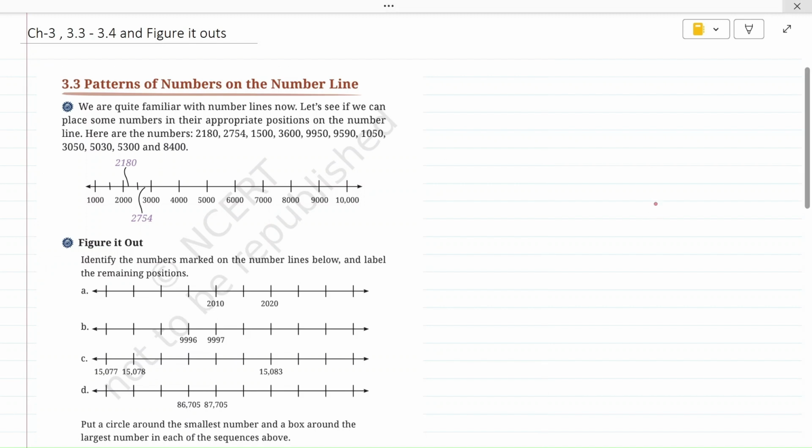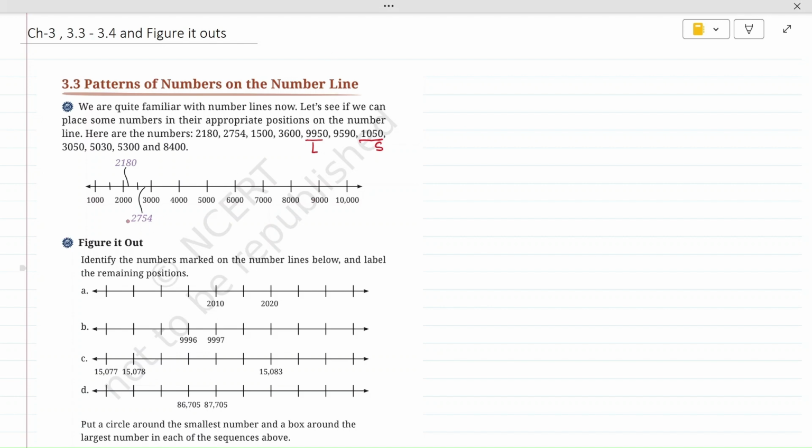Okay, so in the given numbers, let us see what is the smallest number given to us. So we have 2180, that is in the 2000 range, and then we have 2754, 1500, 3600, 9950, 9590, 1050, 3050, 5030, 5300 and 8400. So these are the numbers given to us, out of which the lowest number here is 1050 and the biggest number here is 9950. So this is the smallest number given and this is the largest number given to us.